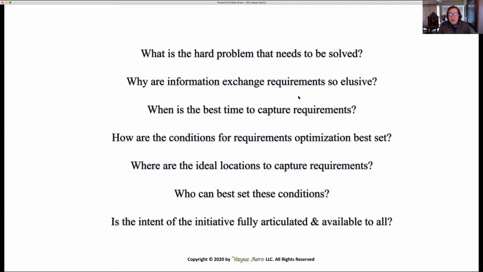What we're going to do is start with a series of questions, 7 of them to be exact, and I will go through and answer those, hopefully in less than 10 minutes. And we will start to address what we consider to be the hard problem. So the question becomes, what is the hard problem that needs to be solved? And that's where we're going to start.